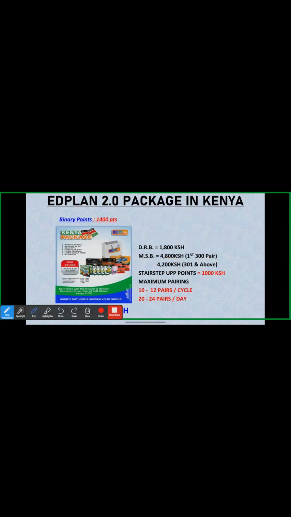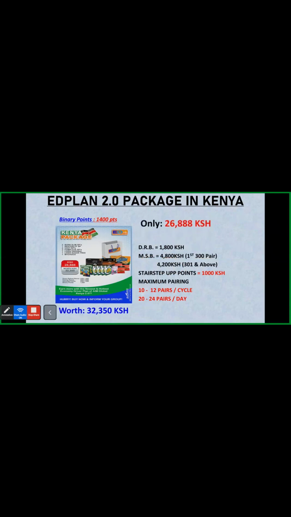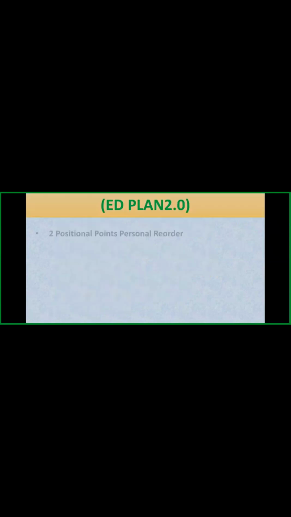Hope we understand up to there. Now with that, this package only goes for 26,888, but you only get a maximum of one. If you want to add an account, this goes for all the members. Any member, you cannot add an account of 26,888. You can only add your Neovas and above. That's the maximum of one account.